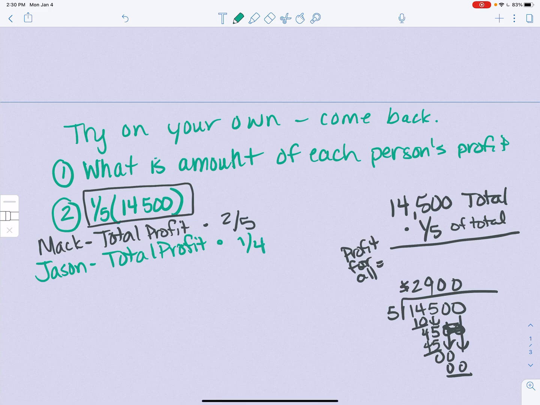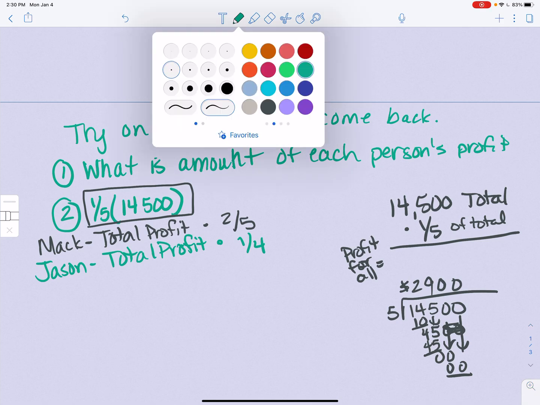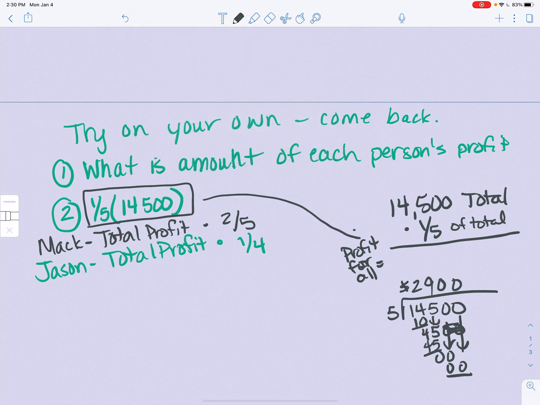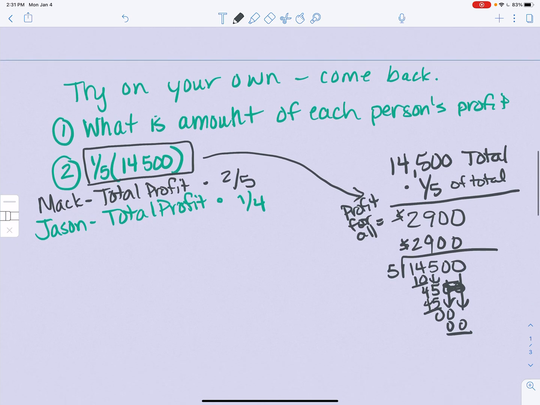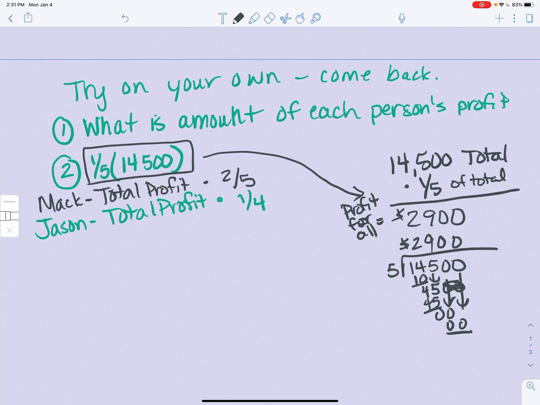So notice that I'm not taking it times 14,500. I'm taking it times the profit for all, which came from over here. And we came up with that as $2,900. And then the last person is the rest of the profit. So the teachers are asking for an expression, but I'm not sure that we can really do an expression with the limited information that we have. But we can solve it. So we'll talk about how to write an expression for this one later. But the reality is it's 3 different expressions because there's 3 different people.